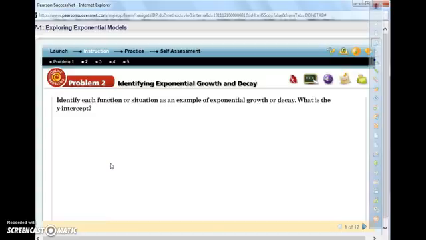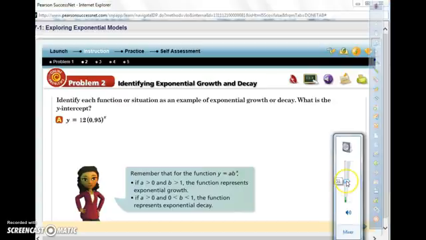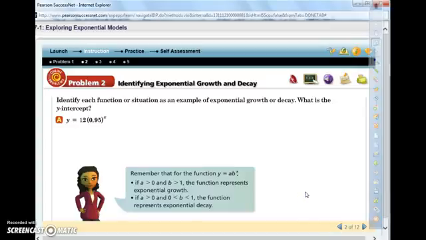Identify exponential growth and decay. Identify each function or situation as an example of exponential growth or decay. What is the y-intercept? Remember that for the function y equals a times b to the x power, if a is greater than 0 and b is greater than 1, the function represents exponential growth. If a is greater than 0 and b is greater than 0 and less than 1, the function represents exponential decay.